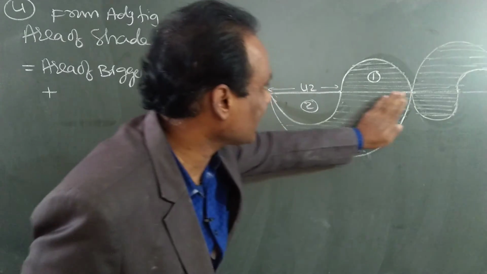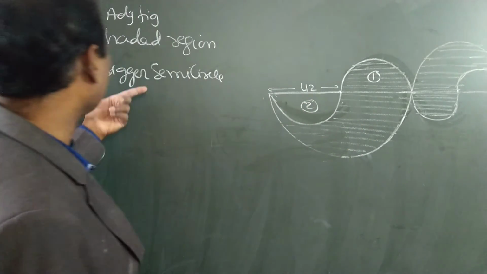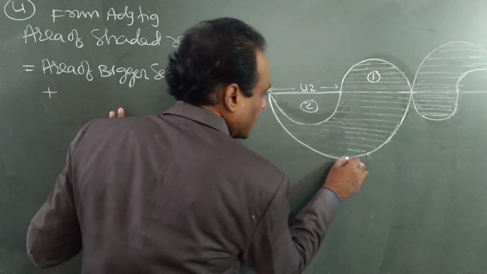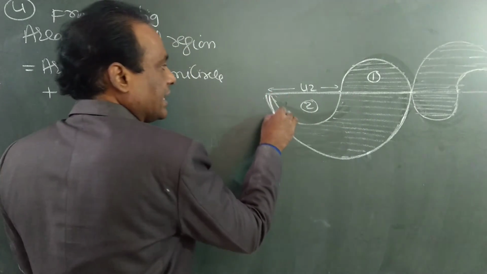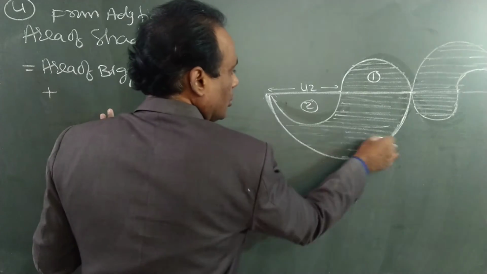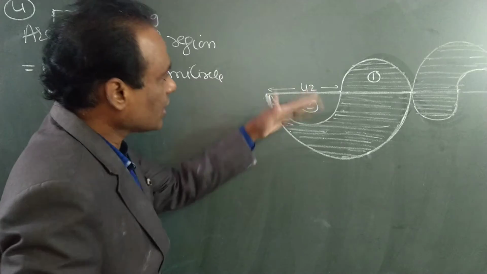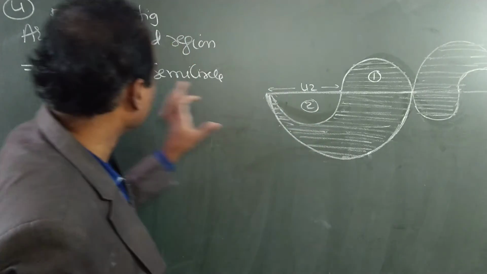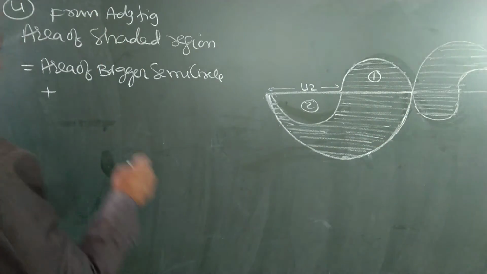But the total we should not take. This we have to remove, because only this part is asked, no? So bigger semicircle means we will get this whole area, see the boundary. But we don't want the total area. We want only the shaded area. This only we want, we don't want this, because this is not shaded, no? We have to remove it, because if we apply this formula we will get the total area. From this we have to remove this.